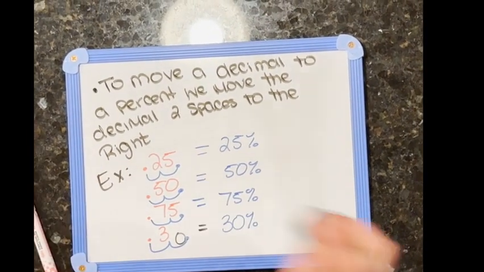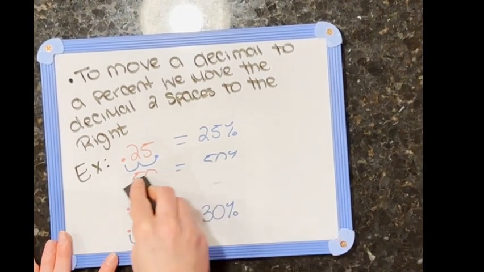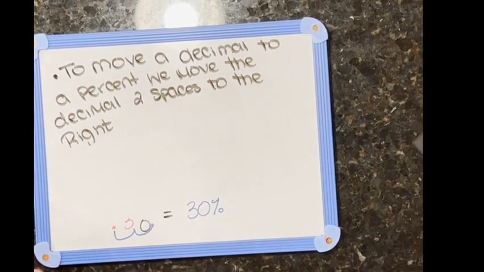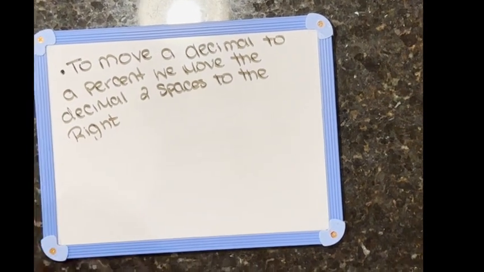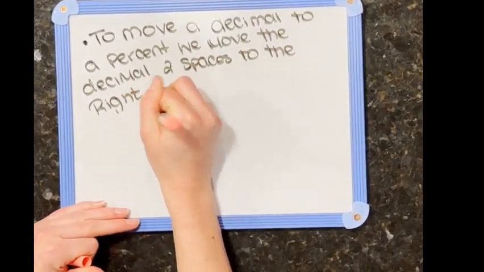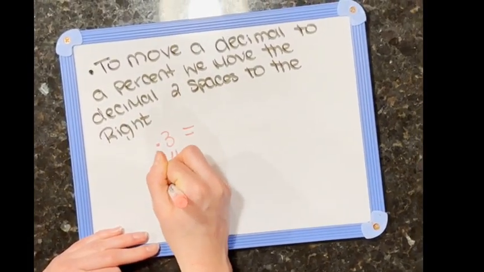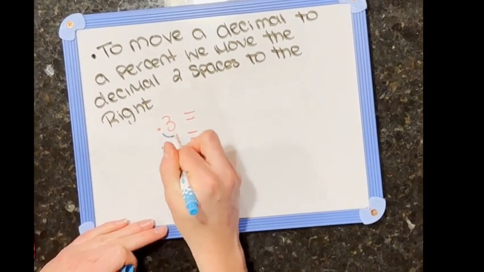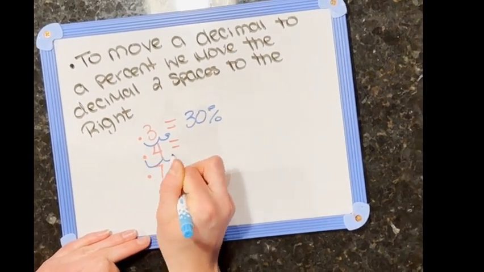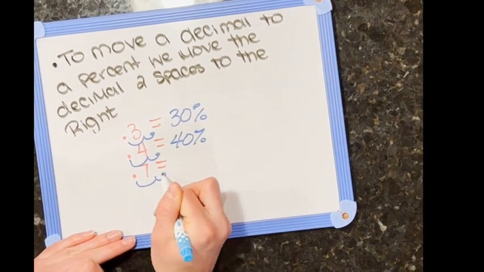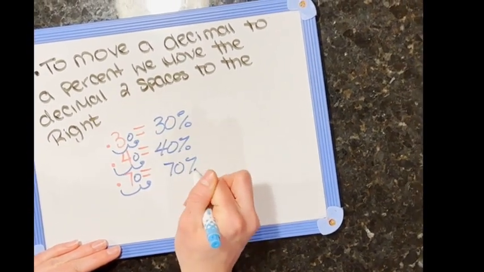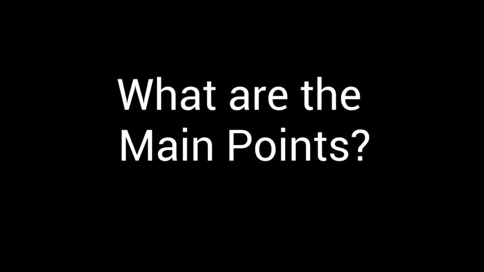So what is interesting is about 0.30. We moved it 2 times to the right and had to use a space filler, which is why it became 30%. I'll show you it again. So 0.3, 0.4, and 0.7. We have to use a space filler as a 0. So it becomes 30%, 40%, and 70% after we move it to the right.